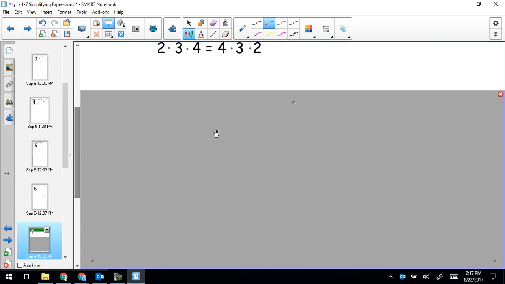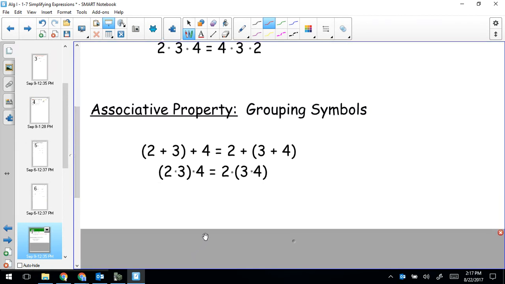Same thing here with the associative property. Please pause whenever you need to, just to make sure you have time to write down these things. Associative property, this has to do with the grouping symbols. Whenever you see associative property, think of that root word associate. The people that you associate with are the friends that you have, your friend group, if you will. So you have grouping symbols.